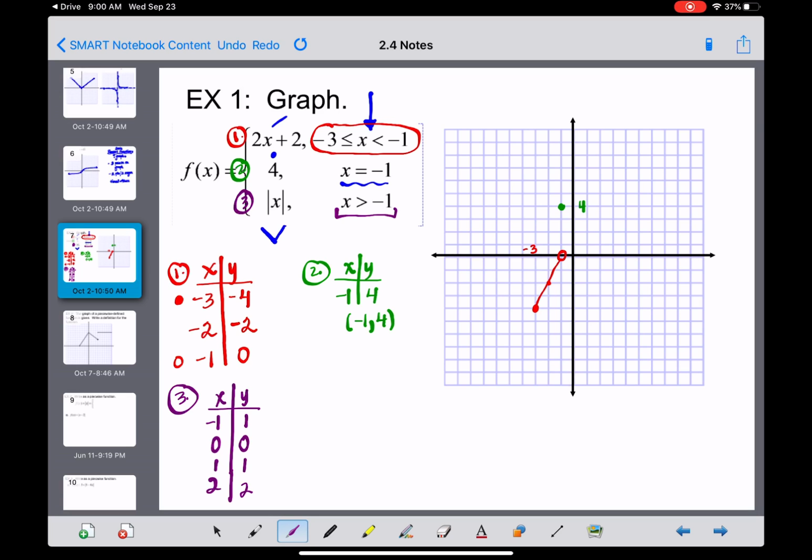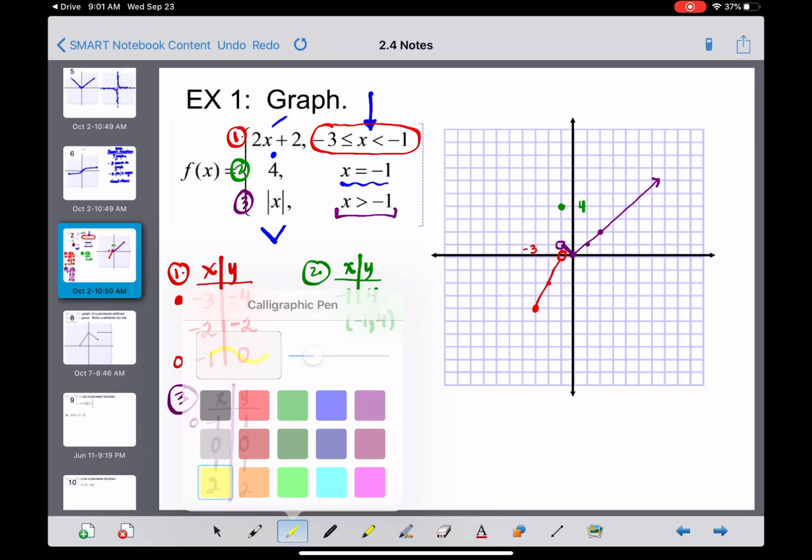So negative 1, 1, I didn't put this in here, but notice it says greater than that, so we're going to have an open circle there. So at negative 1, 1, we're going to have an open circle. 0, 0 is on the graph, 1, 1's on the graph, 2, 2's on the graph, so this is going to be a V. But again, it's just part of a V. It looks more like a check mark. Has one endpoint and one arrow.